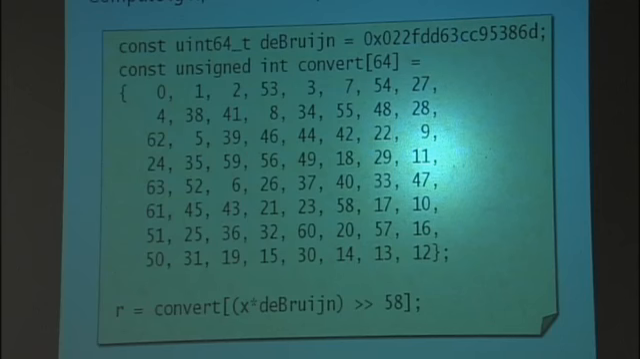6 bits, because it's a 64-bit word. Okay? And then looking it up in this table. Okay? So let's take a look at what's going on there.